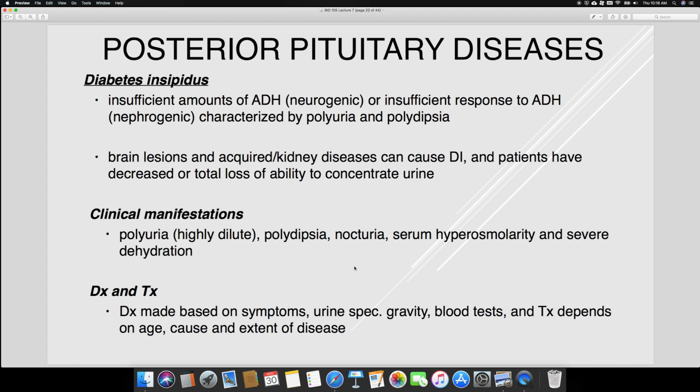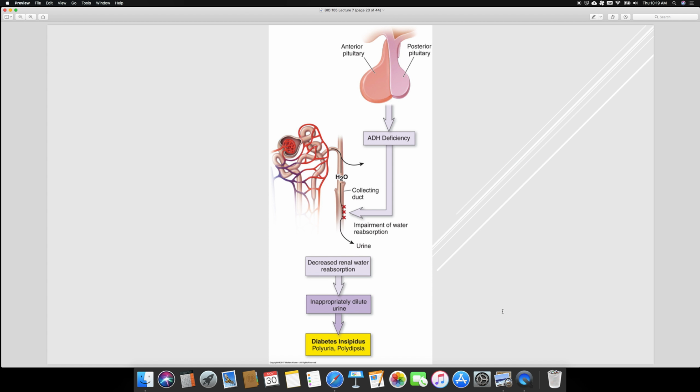So diagnosis, symptoms, so obviously the polyuria and polydipsia with the absence of diabetes mellitus, decreased urine-specific gravity. So specific gravity just compares basically the density of urine to the density of water. Since this urine is very, very dilute, it's going to be very similar to water, so you would expect a very low specific gravity. Blood testing. Treatment depends on the cause, depends on how severe the disease is, as well as the age. So again, this is just summing up diabetes insipidus.